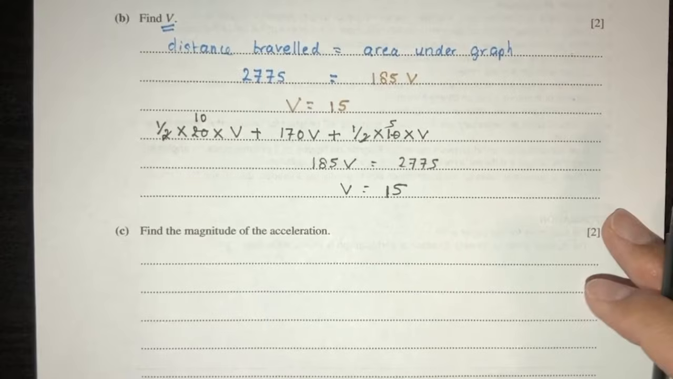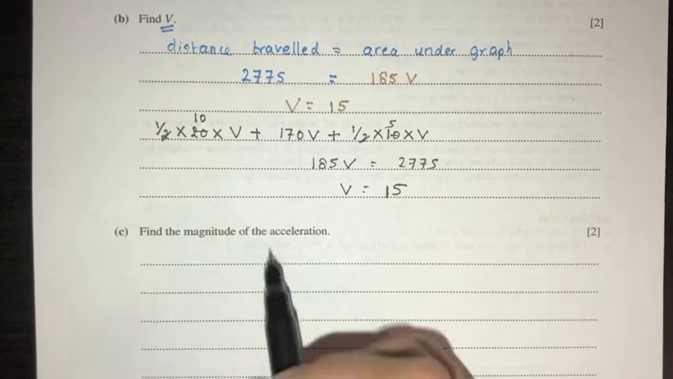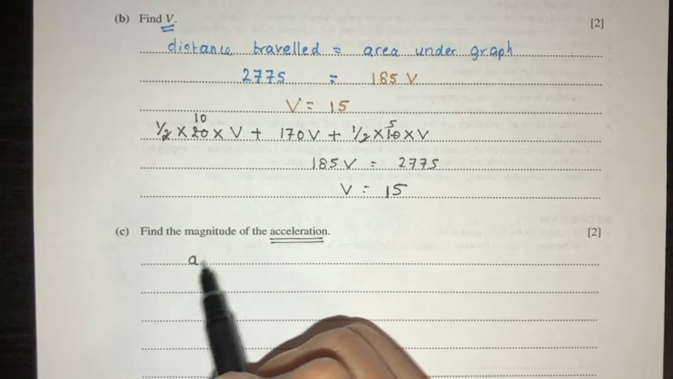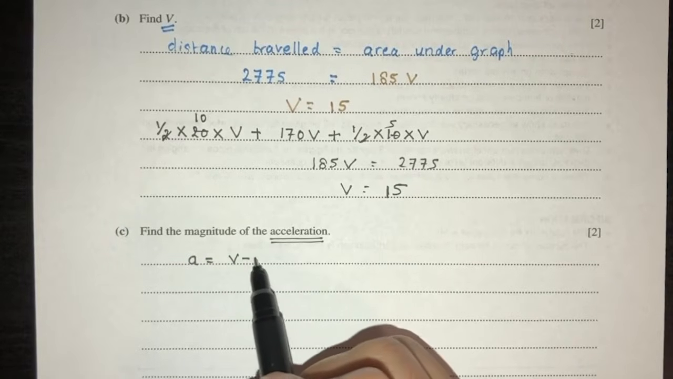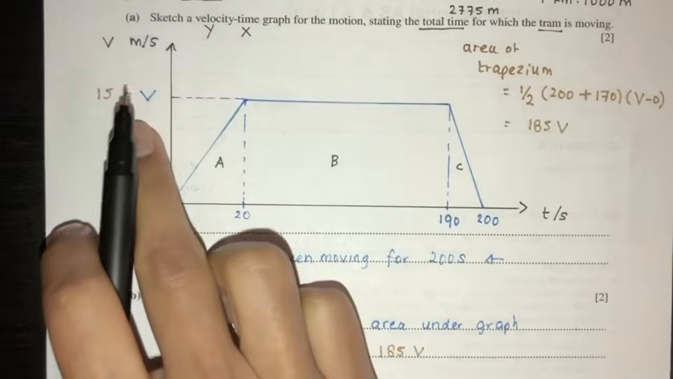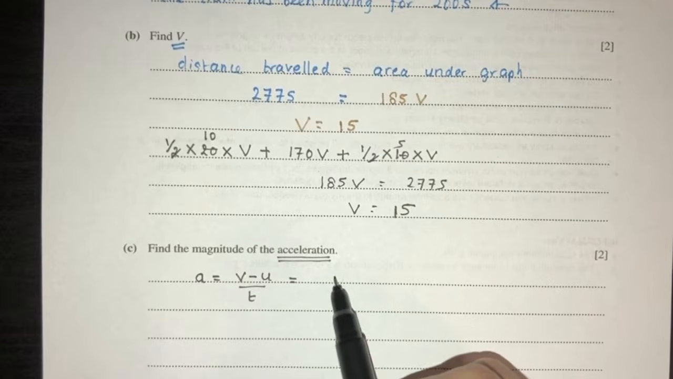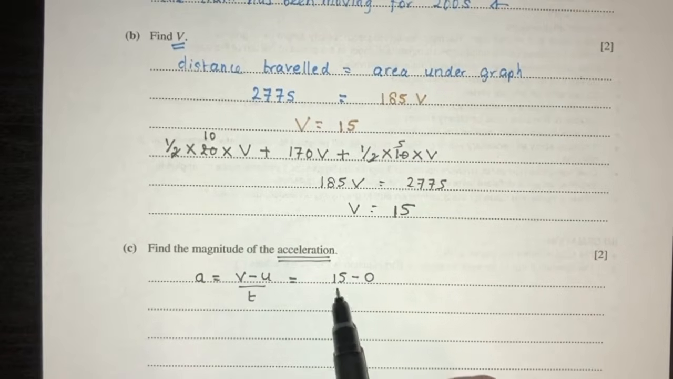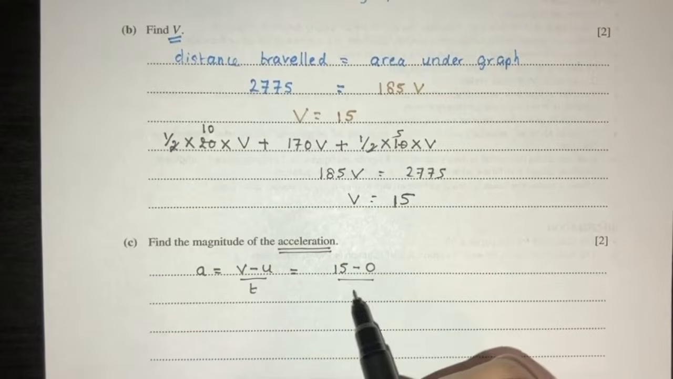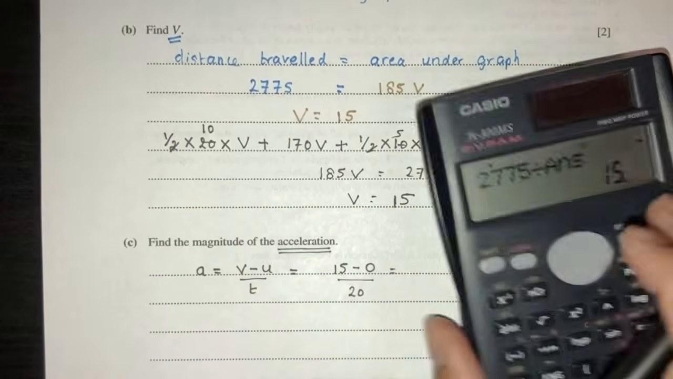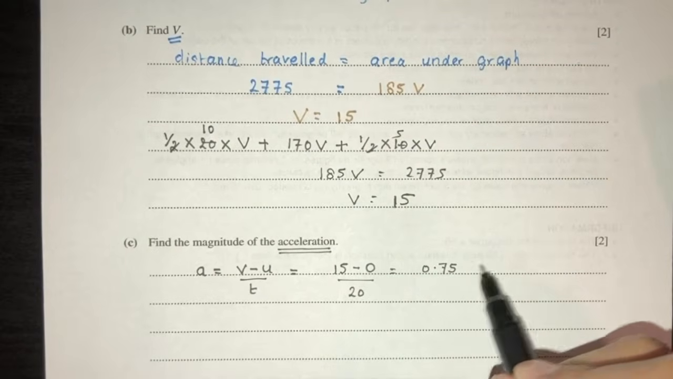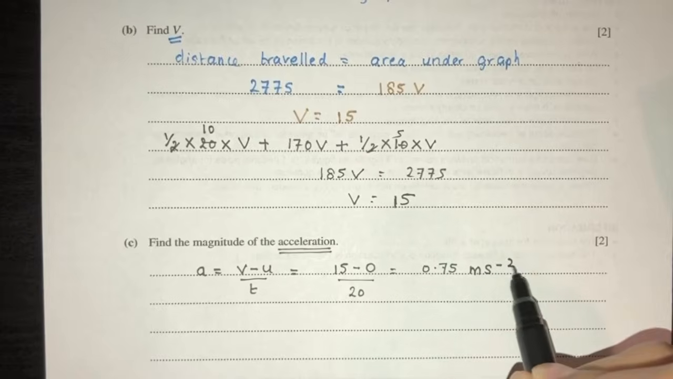Now finally, part C, find the magnitude of the acceleration. So you can use your formula if you want to. Acceleration is equal to final speed minus initial speed over time taken. So final speed v is equal to 15 minus initial, which is 0, divided by time taken. This is given to you as 20. So 15 divided by 20, that should be 0.75, and mention your units, meters per second squared.